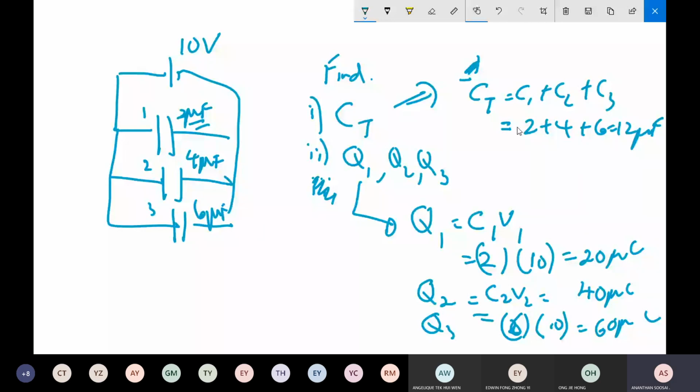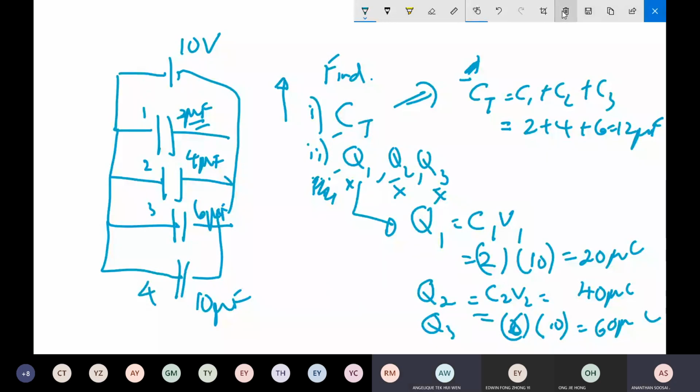What will happen to these values? What happens to C total, Q1, Q2, Q3 when a fourth capacitor of 10 microfarad is added? What happens to C total, drop or rise, without calculating? Tell me. Total capacitance will rise, correct? The new total is 2 plus 4 plus 6 plus 10. So C total rises. How about Q1? Any change to Q1? No. Q1, Q2, Q3 never change. The capacitance and the voltage are the same, so the charge stored never changes. Okay, good. So this is parallel.